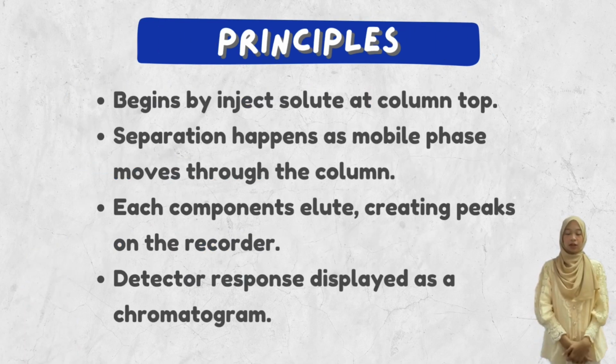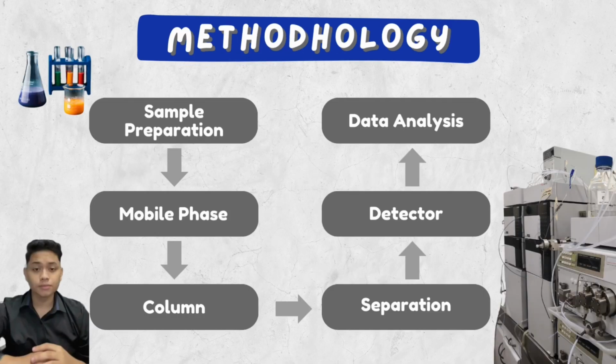So next, I will explain the principle of HPLC. It begins by inserting the solute at the column top. Separation happens as the mobile phase moves through the column. Each component elutes separately on the recorder. The detector response is displayed as a chromatogram.